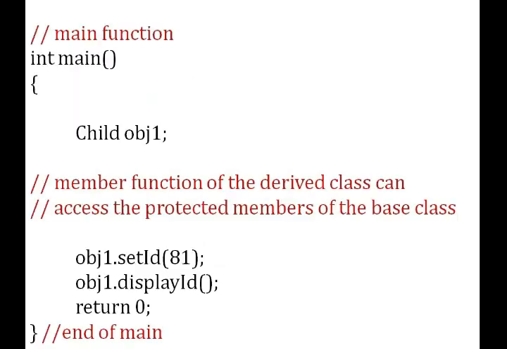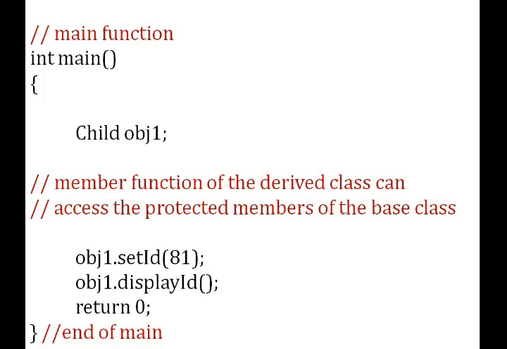Then this is the main program. We are creating an object using the derived class because the derived class has the access capacity for all protected variables of the base class. So obj1 can hold the protected id. See, obj1.setId, we are transferring 81 as a parameter to the function setId. The setId is defined in Child, but the id can be assigned to a member variable of Parent, the protected variable id. So 81 will be assigned to the protected id.